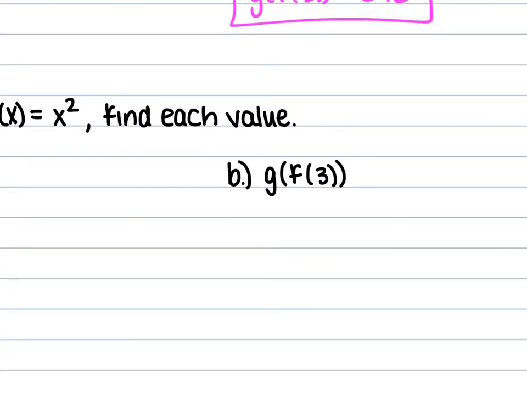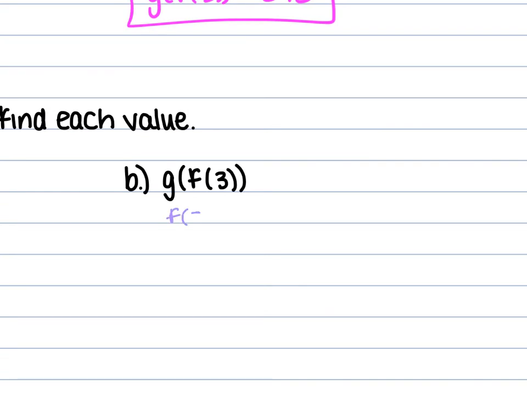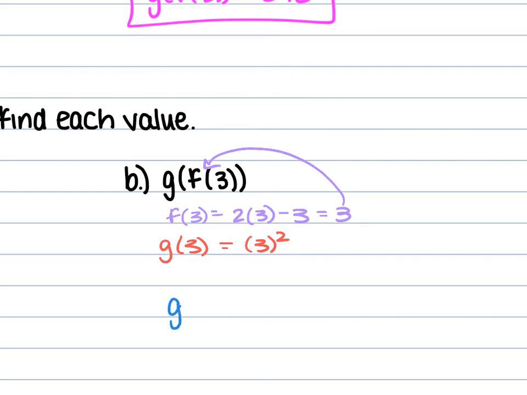For b, we have g of f of 3. So first find f of 3. F was 2x minus 3, so 2 times 3 minus 3. 2 times 3 is 6. 6 minus 3 is 3. So plug that in and find g of 3. So g was x squared, so it's going to be 3 squared. So g of f of 3 is equal to 3 squared, which is 9.